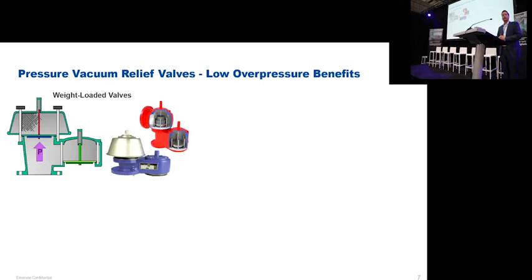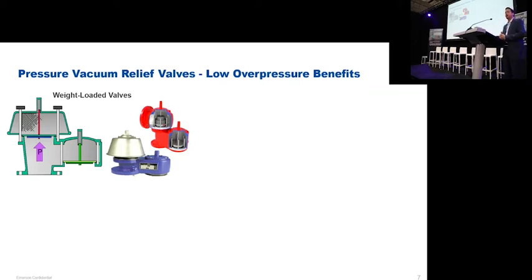A pressure vacuum relief valve in its most basic form is just a weight-loaded or weight-operated valve. You have one tank connection, you have the pressure side used to relieve your overpressure from the tank. You have the vacuum side to pull in air from the outside world.